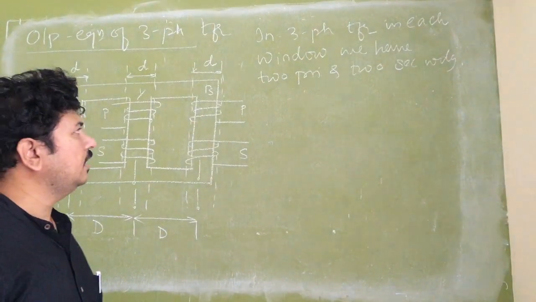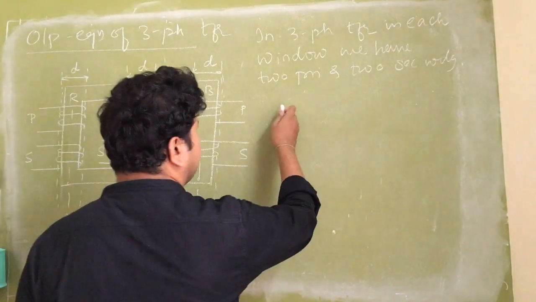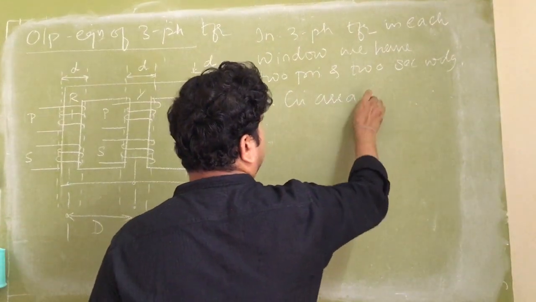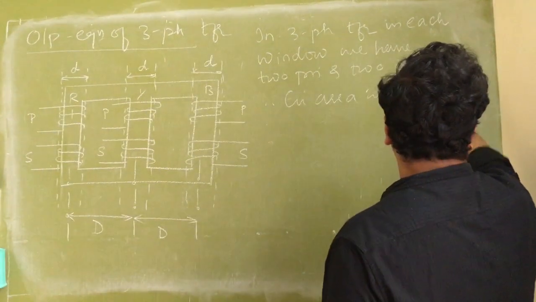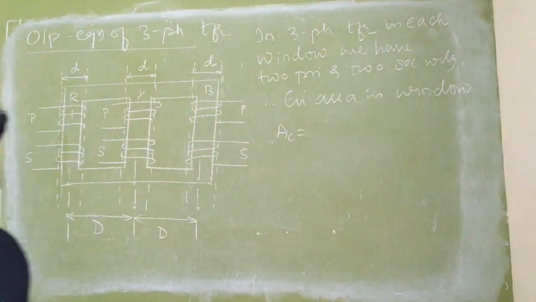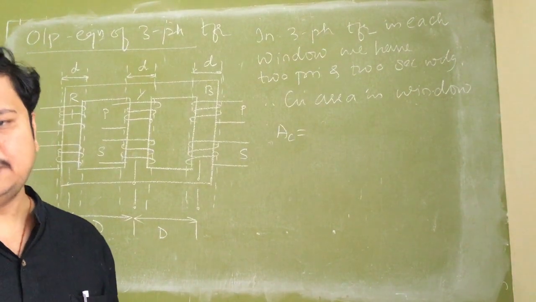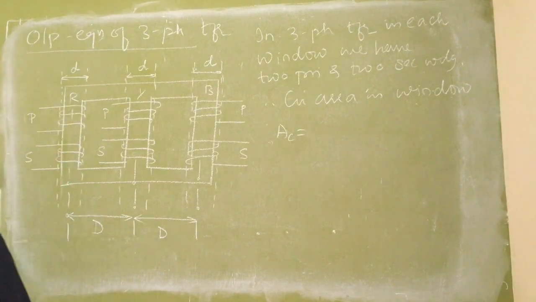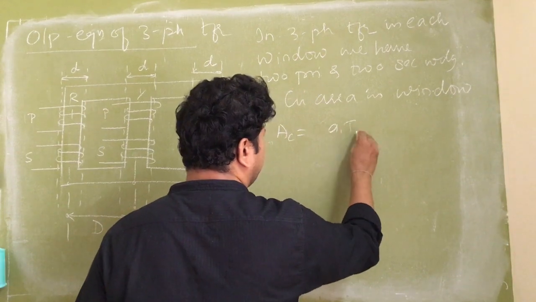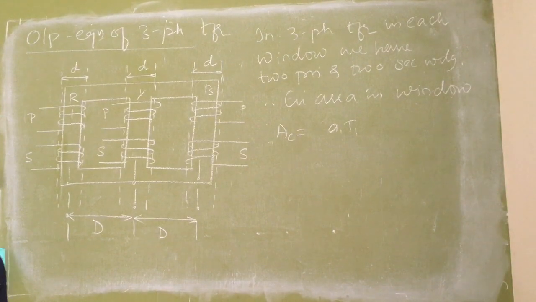So in each window we have 2 primary and 2 secondary windings. Okay. So therefore, copper area in window AC is equal to, we know already, copper area in primary is given by cross section of the copper multiplied by number of turns of copper. Okay. So I can write A1 T1 directly because we have seen this already, and this is part of the output equation derivation only.